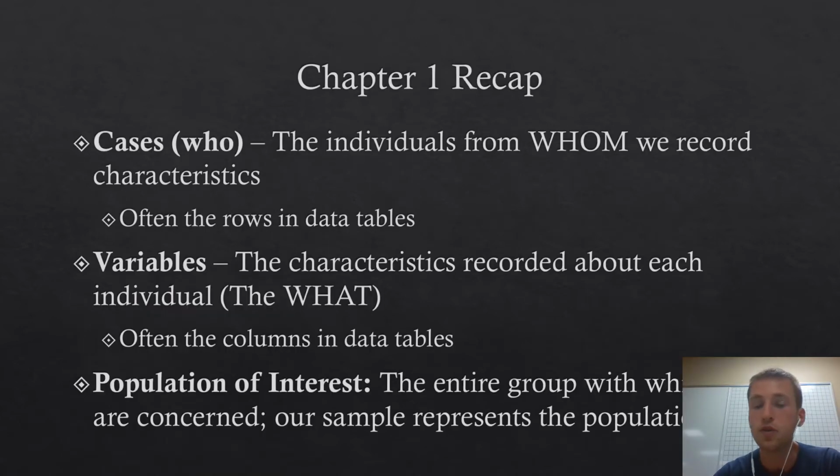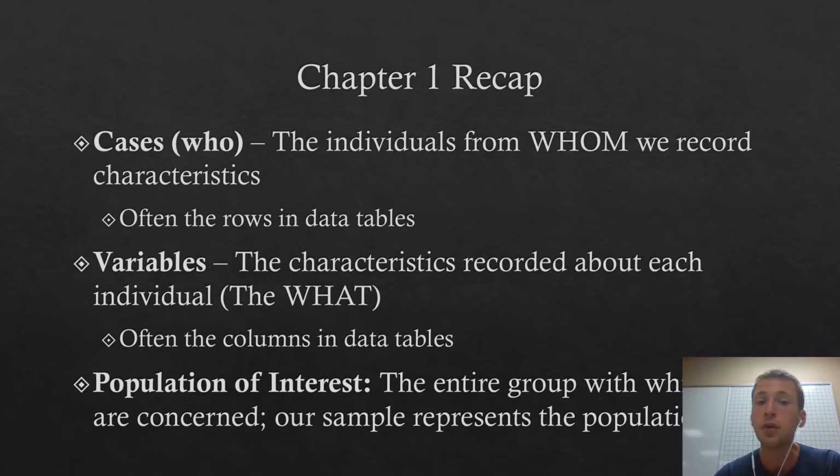Before we dive into Chapter 2, let's do a quick recap of Chapter 1. So in Chapter 1, we talked about the W's. Primarily, we were concerned with the who and the what. So from now on, the who is what we're going to refer to as our cases. And these are the individuals from whom we are recording characteristics. These can be people, animals, things, anything we want to know more information about. And what we're going to see is that these are often the rows in our data tables.